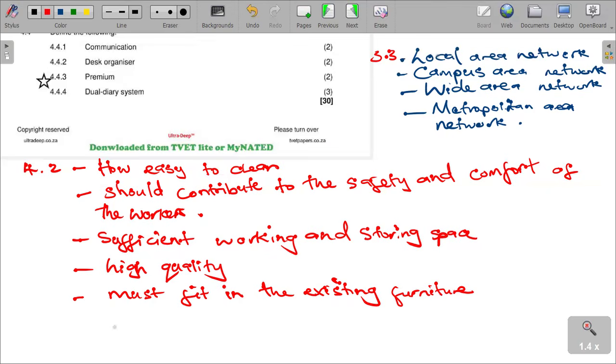Right. And lastly, it should be chosen with great care.